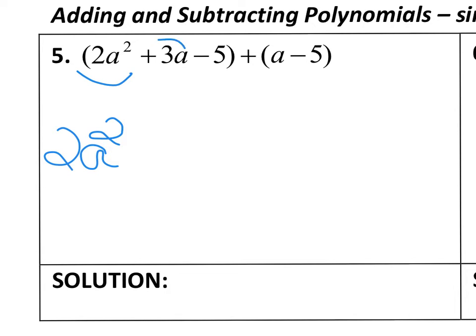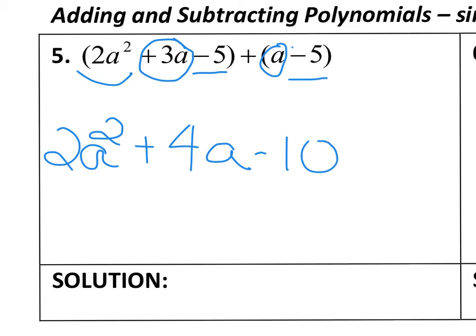Let's take a look at the single a's. I have a 3a here and I have a 1a here, so when those combine, those are going to give me a total of 4a. And then I have a negative 5 here combined with a negative 5, and together those combine to give me negative 10. And that's going to be your answer for number 5.